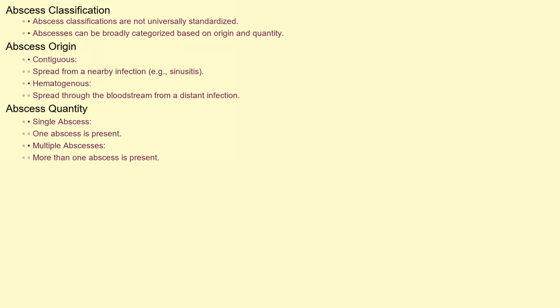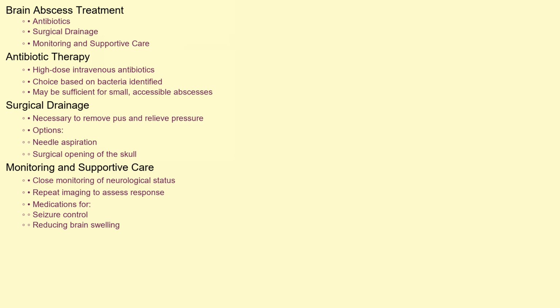While specific classifications based on abscess type are not universally used, abscesses can be broadly categorized based on their origin. We can consider them as either contiguous, meaning they spread from a nearby infection like sinusitis, or hematogenous, meaning they spread through the bloodstream from a distant infection. Also, we might categorize them by the number of abscesses present, where one is a single abscess and more than one are multiple abscesses.